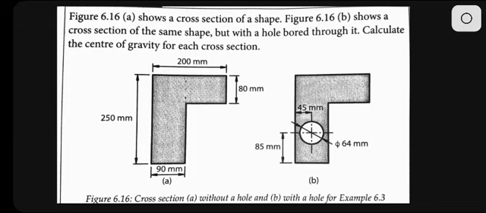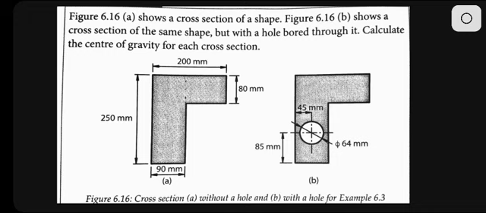In this video we are given this typical question, Figure 16.6. Figure 16.6 A and B shows a cross section of a shape, but with a hole bored through it. Calculate the center of gravity of each of the following.